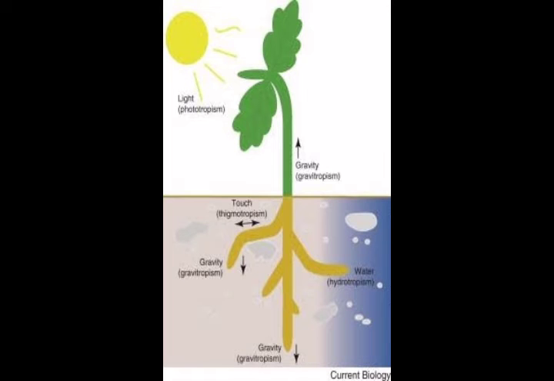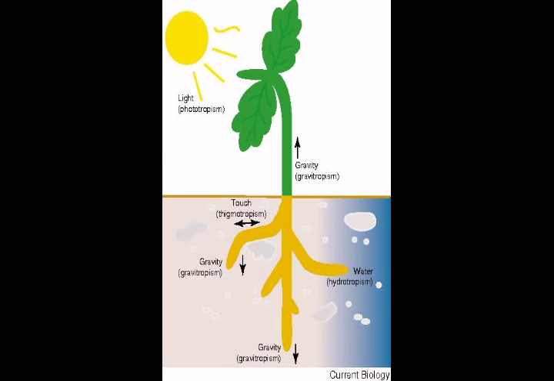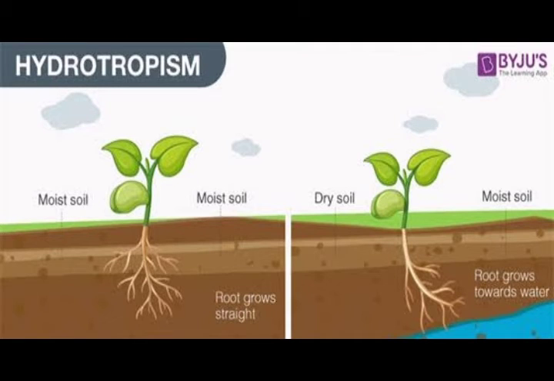Next is hydrotropism. By the word hydro, you can understand that it is the movement of the plants in response to water. So the movement towards water is called hydrotropism. In this picture, you can clearly see the example of phototropism and hydrotropism. When the plant is responding towards the light, that is called phototropism, and when it is responding towards the water, that is called hydrotropism. Again, this picture also shows the example of hydrotropism.